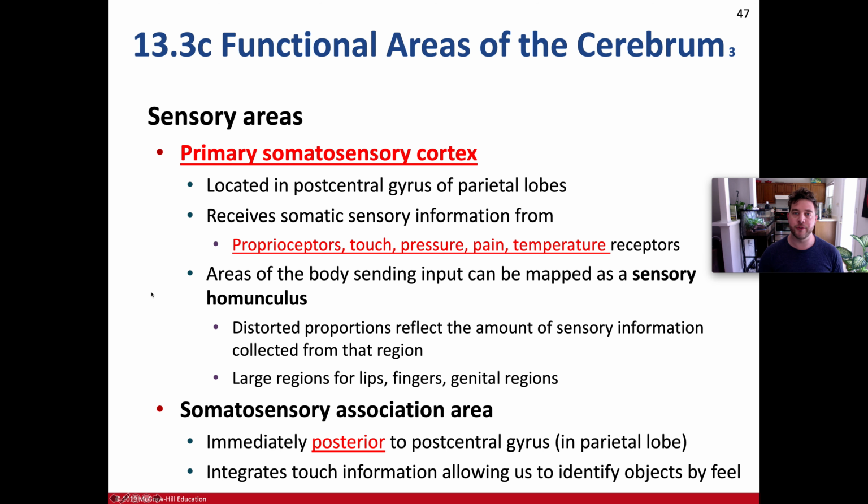It receives somatic sensory information from your proprioceptors. Your proprioceptors are in your joints. They help you to understand the relative position of your joints. Your touch, pressure, pain, and temperature receptors. It also includes areas of the body sending input that can be mapped as a homunculus. So you have a sensory homunculus and a motor homunculus. Same thing, the distorted proportions reflect the amount of sensory information collected from that one region.